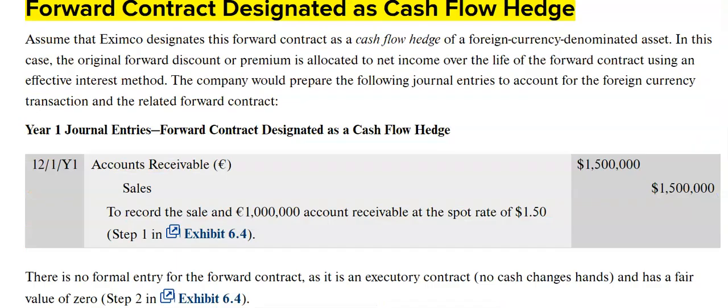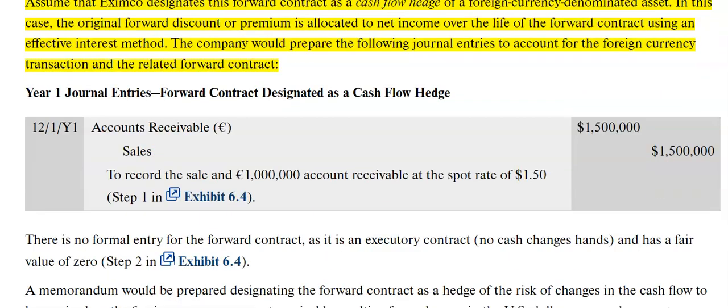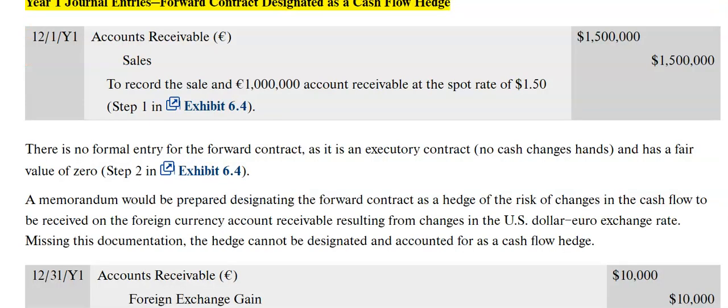Forward contract designated as cash flow hedge. Assume that X&Co designates this forward contract as a cash flow hedge of a foreign currency denominated asset. In this case, the original forward discount or premium is allocated to net income over the life of the forward contract using an effective interest method. The company would prepare the following journal entries to account for the foreign currency transaction and the related forward contract. Year 1 journal entries: forward contract designated as a cash flow hedge.